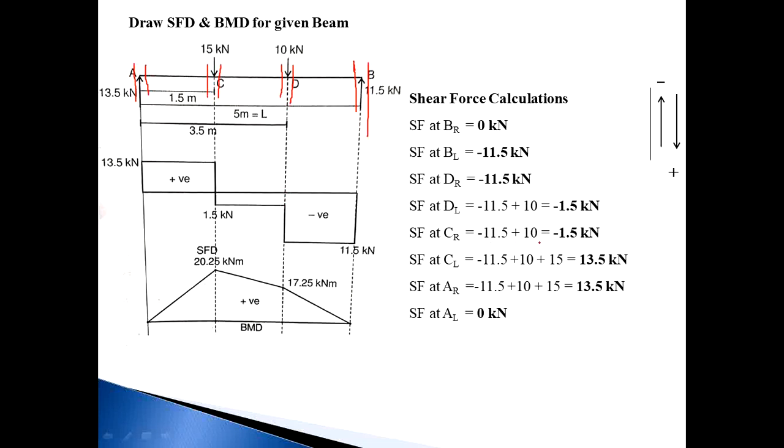Then CR is also minus 1.5, so from this point plot 1.5. Then CL is 13.5, and now it is positive, so plot on the upward side. From this point plot 13.5. AR is 13.5 and AL is 0. Join all points sequentially, and this is your SFD for the beam.